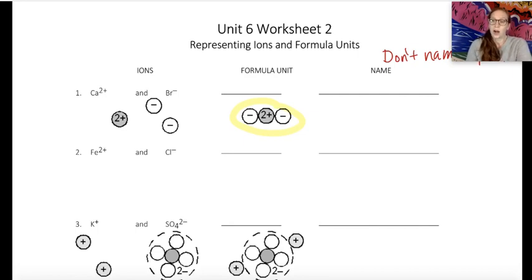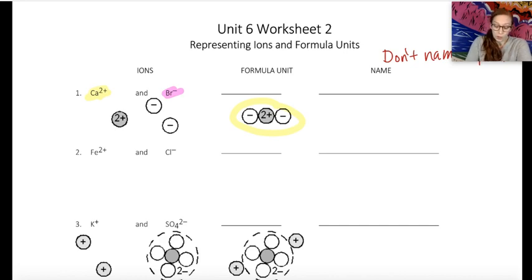So what we want to start out by doing is writing the formula for this compound. Now, what I want you to notice is the way that this is written and listed for all of our ions: we have our positive cation first and our negative anion second. And that is always going to be the order that we write them in when we write our chemical formulas.